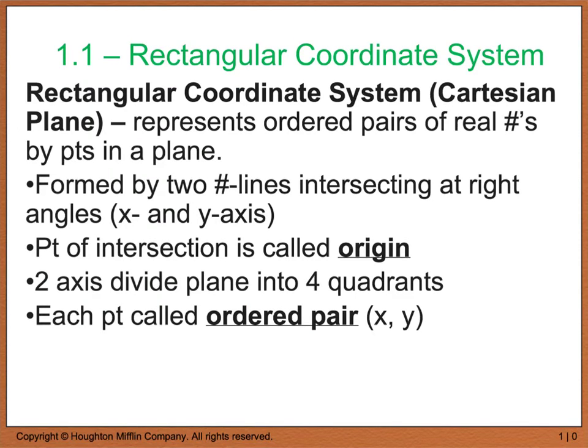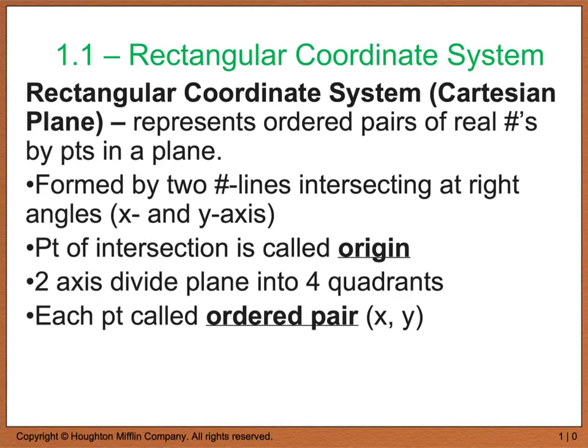The rectangular coordinate system, which is also referred to as the Cartesian plane, represents ordered pairs of real numbers by points in a plane. We form our rectangular coordinate system by taking two number lines that intersect at right angles, and these two number lines are the x and y axis. The point where the x and y axis intersect is called our origin.